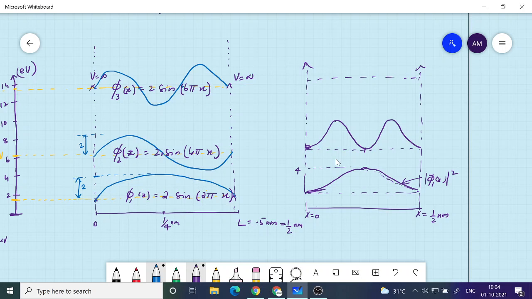So that will be the second function, modulus square. The third function will be similar. Again the height will go to the same extent. Now this has some physical connection.